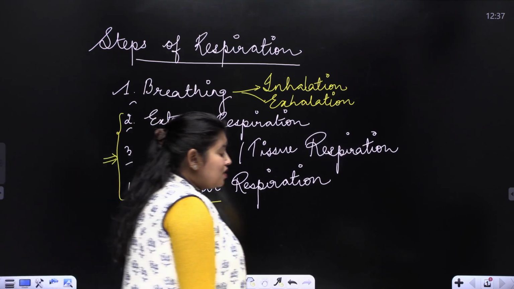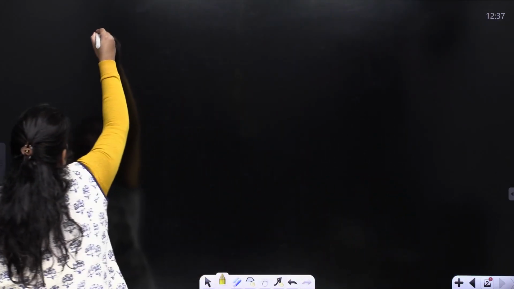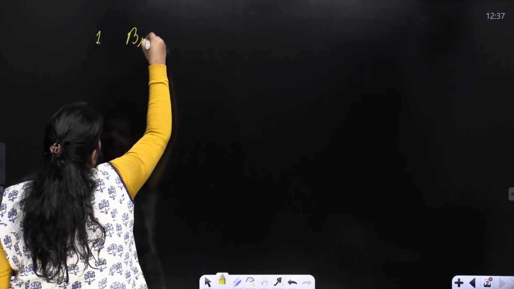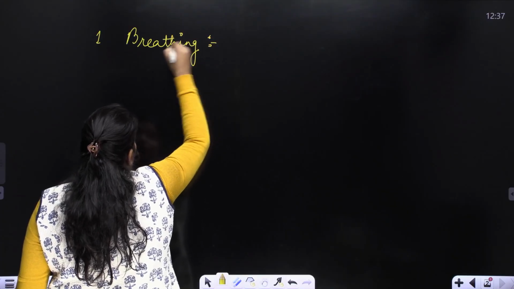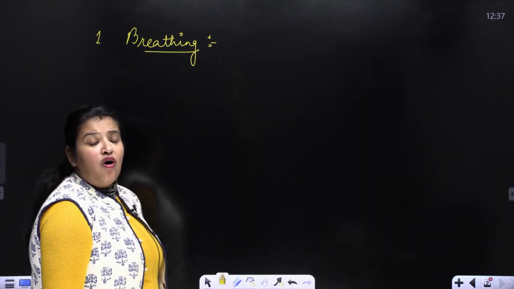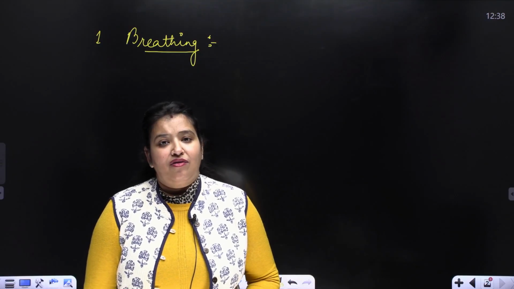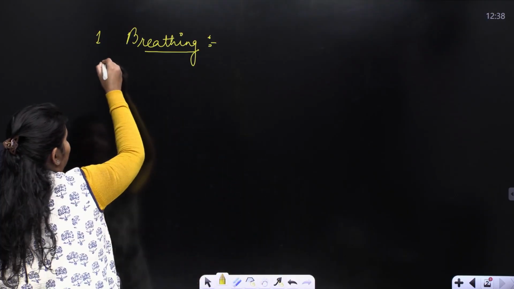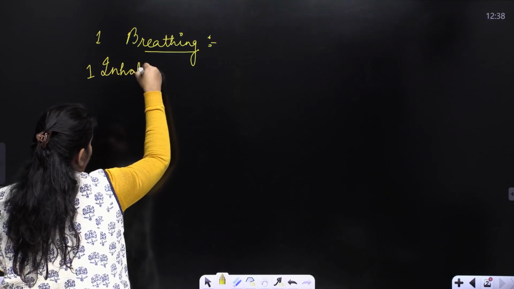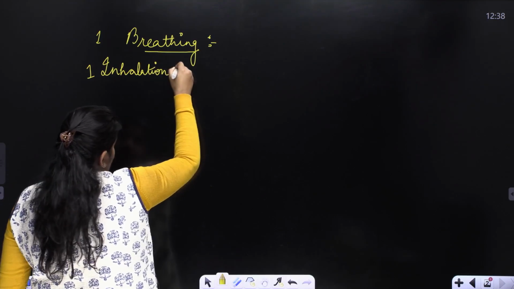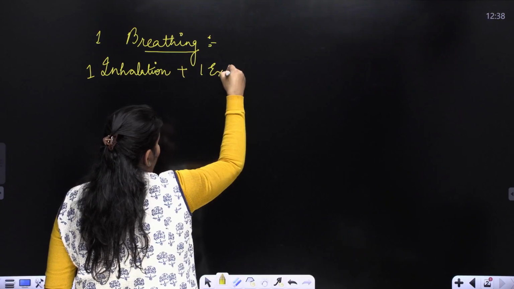So let us quickly start with the first step of respiration, which is breathing. As I told you, taking in oxygen rich air and giving out carbon dioxide rich air makes one breath. So one breath is one inhalation and one exhalation.